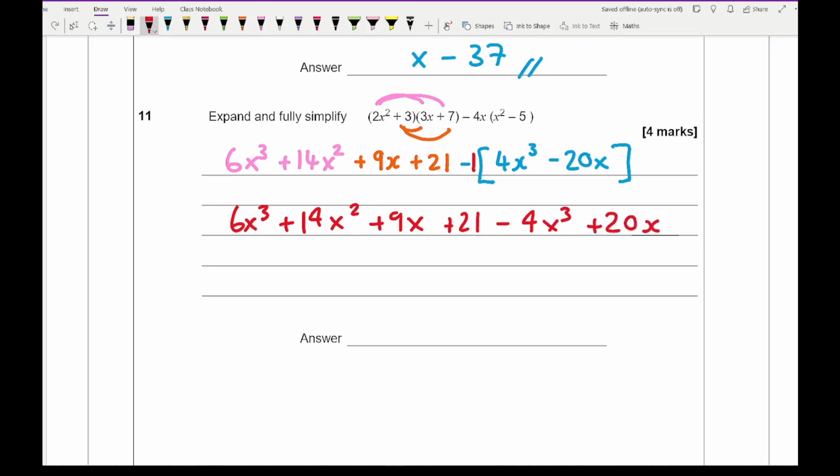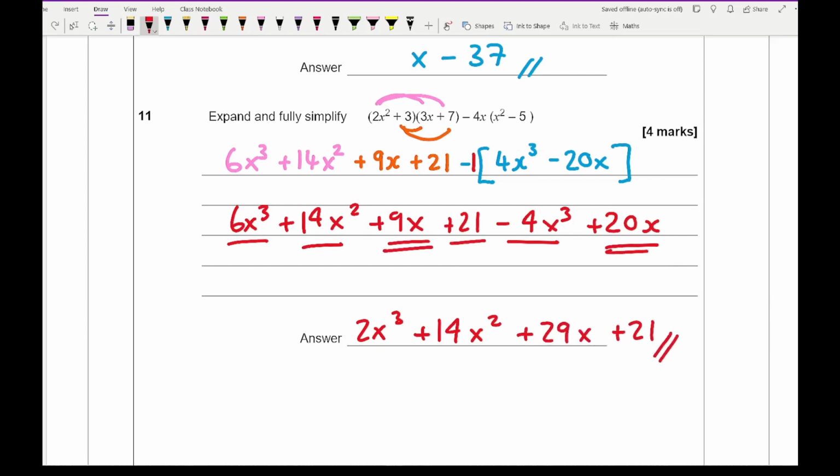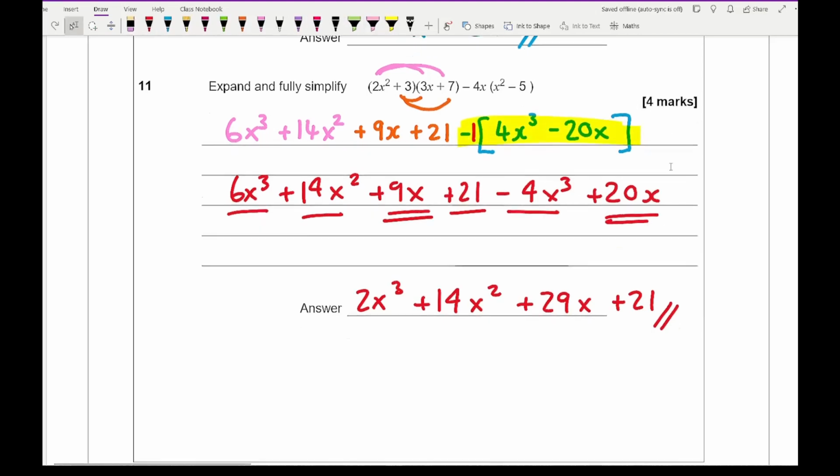So then simplifying all of this, collecting the x cubes, we get 2x cubed, then joining the x squared, we've already got 14, so that's going to be plus 14x squared. Then joining the x's, I get 29x, and then the constant, which is 21. And again, 4 marks, very generous, should be relatively straightforward, but again, very easy to make that mistake, particularly with this negative here. So just be mindful of that.